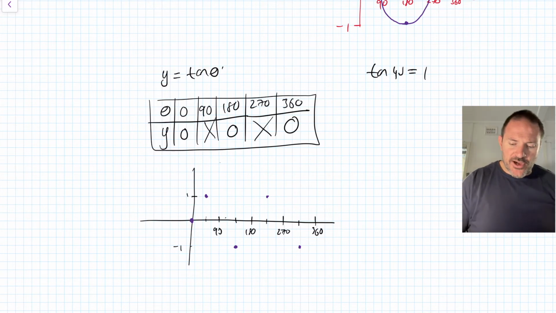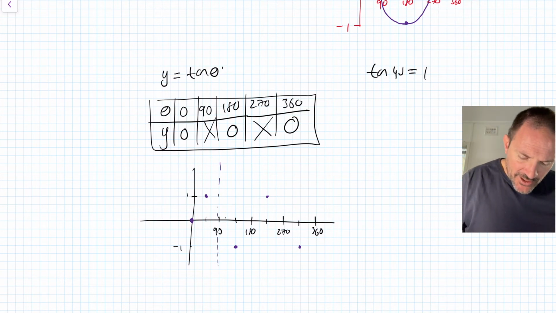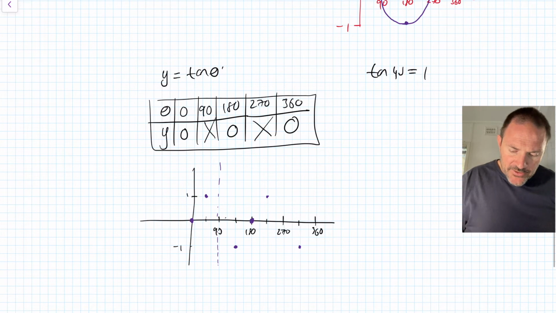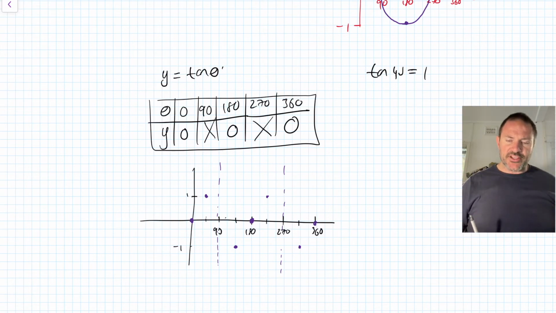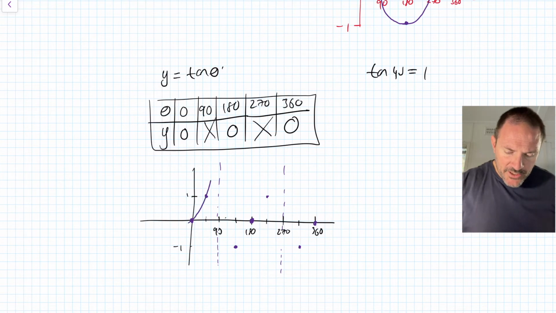Let's do a dotted line. It can't ever cross this line. Okay, 180, 0. Okay, I'll get to 270, you can't touch that line. All right, and then 360, 0. Looks really strange, doesn't it? Look what this is going to look like.